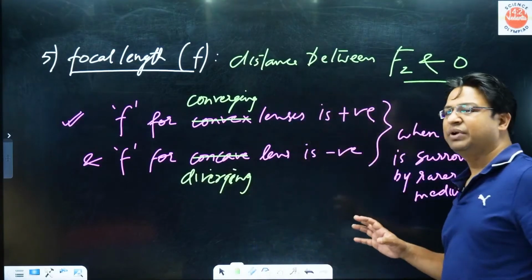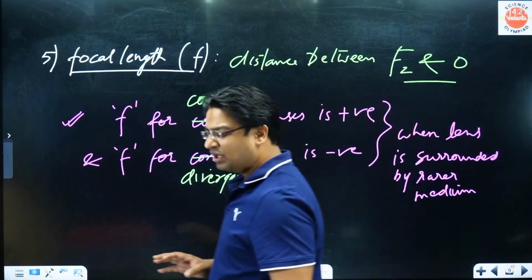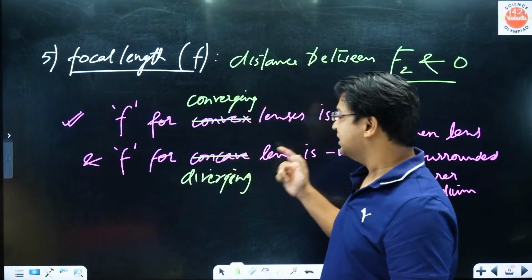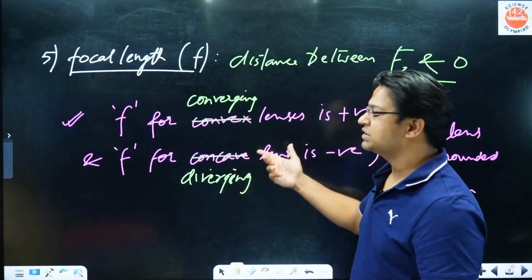Okay, now some of you may have studied this chapter somewhere, or some of you may be under the impression that converging lenses are convex lenses, or convex lenses are converging lenses.